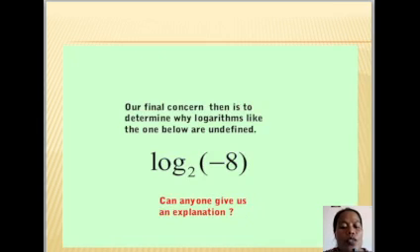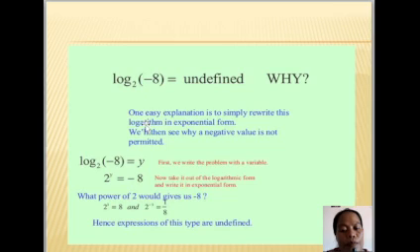Our final concern then is to determine why logarithms like the one below are undefined. So we have the logarithm of -8 to the base 2. Can anyone give us an explanation? Or can you give the logarithm of this? Okay. The logarithm of -8 to the base 2 is undefined. Why? One easy explanation is to simply write this logarithmic form in exponential form. We'll then see why a negative value is not permitted.